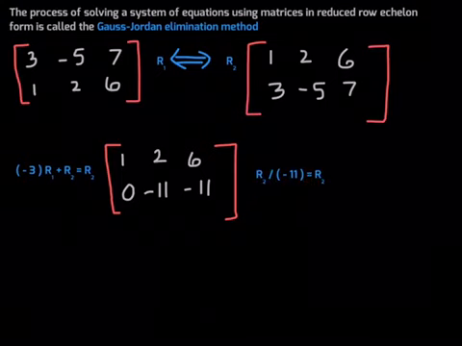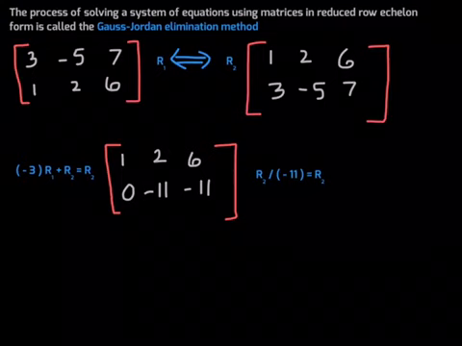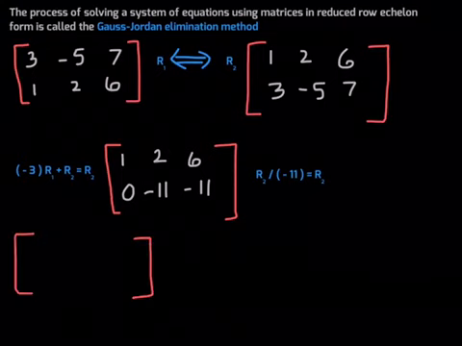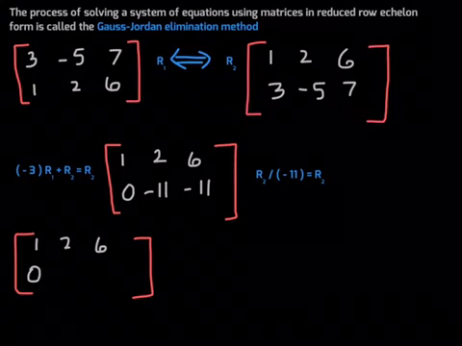Now, what row am I changing? I'm changing row 2. Which row am I not changing? I'm not changing row 1. So let me copy down row 1 here before I do anything else, just to make sure I don't accidentally change it. Now here we go. 0 divided by negative 11 is 0. Negative 11 divided by negative 11 is 1. That's what we wanted. And then negative 11 divided by negative 11 is 1.